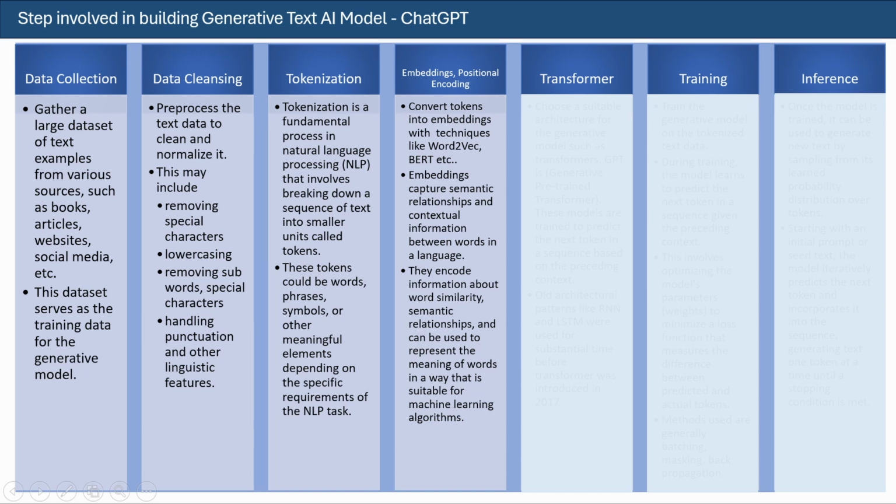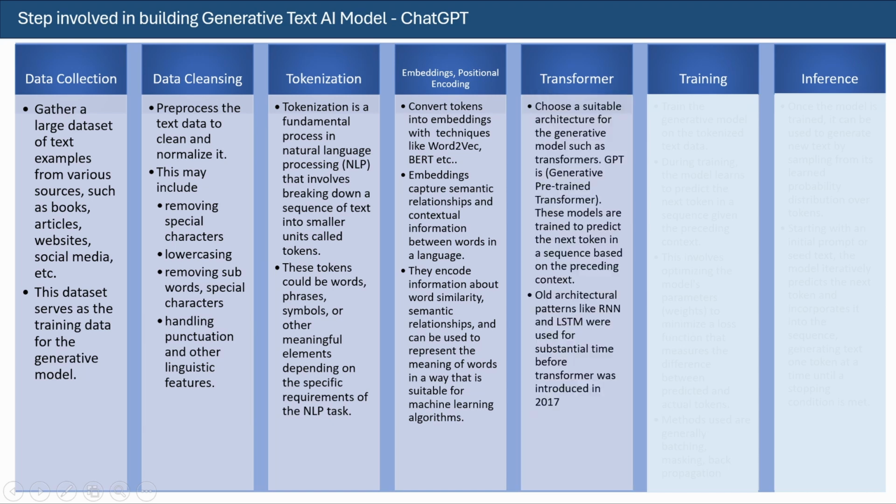Along with embeddings, positional encoding is added. This helps the model understand word order. For example, the difference between dog bites man and man bites dog. This step allows the model to understand both meaning and position of words.